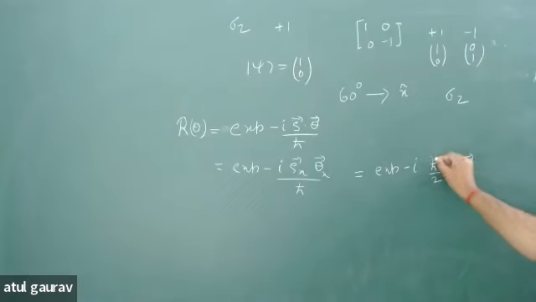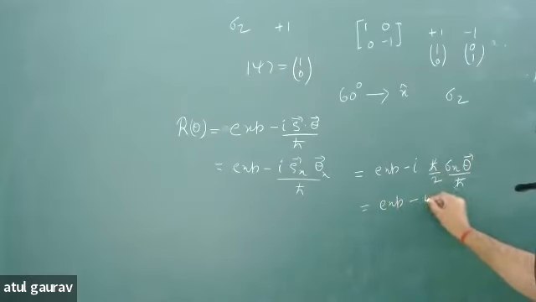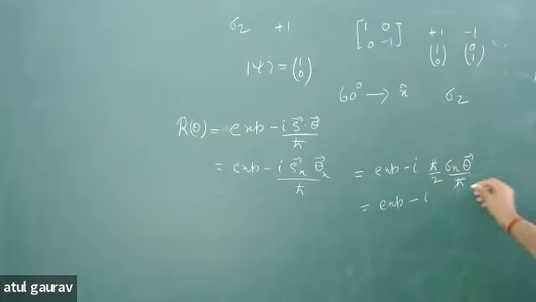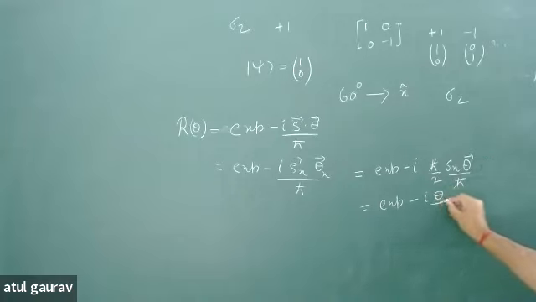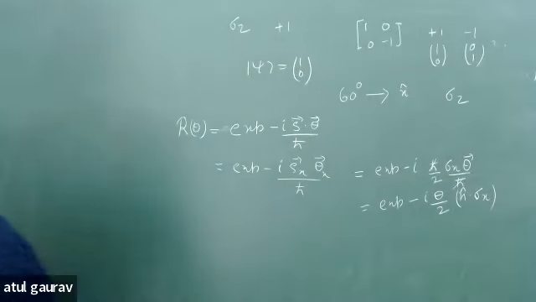So this h cut and this h cut cancel out. So what do you have? Exponential minus I, and I can divide it by mod theta and multiply by mod theta. So what will I get? I will get theta by 2 n cap dot sigma x. Are you getting my point? Right?